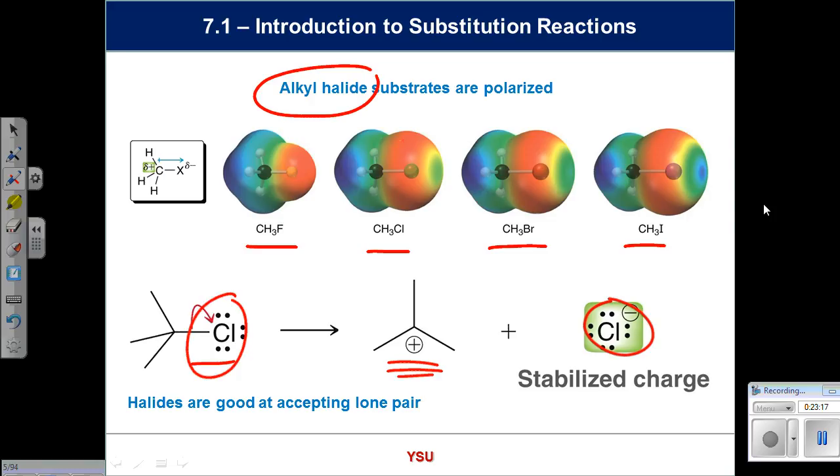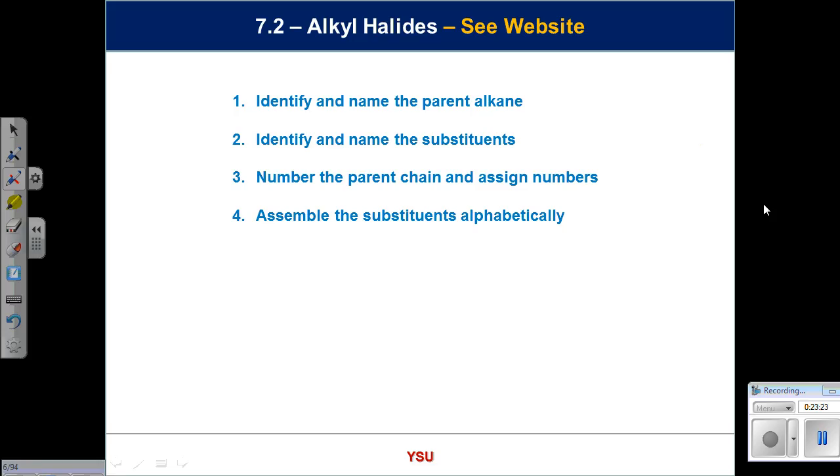And look, that Cl is behaving as a leaving group. So what we'll do today is just put together the machinery for the first type of mechanism and then start talking about when it happens. Before that, go on the website, look at the little tutorial thing for nomenclature. I'm going to spend 5 minutes on this because it's dry and you can learn it yourselves.